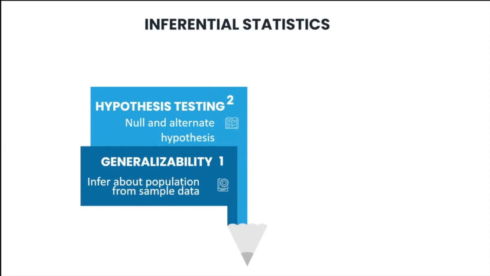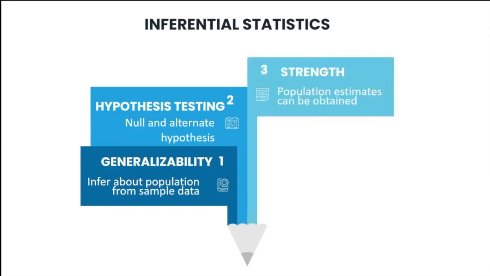Okay, thank you. So in hypothesis testing, there are two types of hypothesis: null hypothesis and alternate hypothesis. In inferential statistics, we make both these hypotheses, and we either accept the null hypothesis, or we reject the null hypothesis and accept the alternate hypothesis. So that is inferential statistics.